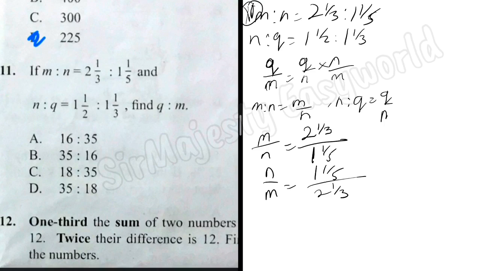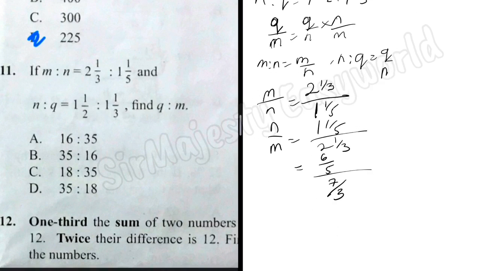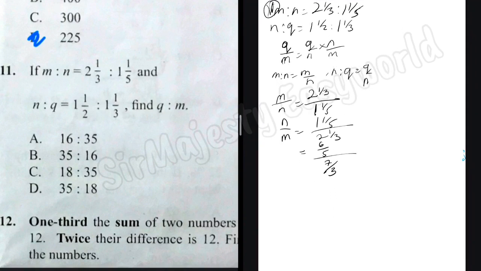So let's change this to fraction form. So that's 5 times 1 plus 1, 6 over 5, divided by 3 times 2, 6, plus 1, 7 over 3. So this will be 6 over 5. Then flipping this fraction, that will be times 3 over 7. So this will be 18 over 35. So this is our n over m.